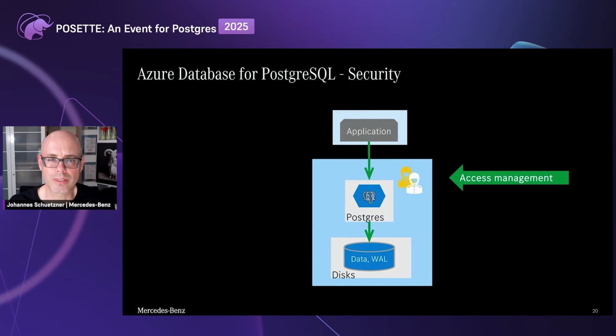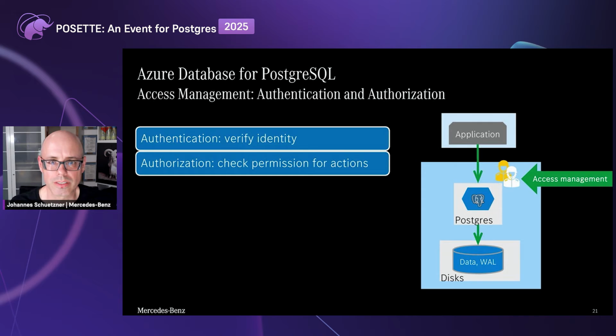Okay, so that was about network security. Let's move on to access management. And this typically consists of two parts, authentication and authorization. With authentication, you verify the identity of your application or your user, and authorization checks are performed to check the permission for an intended action. So does the application really have the permission to do some action in the database?